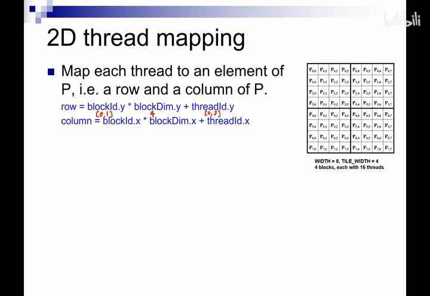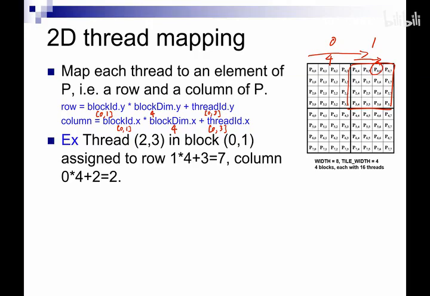And then for the column, you're going to take which block you're in, so your block ID.x. So you're either in block 0 or block 1 in the x direction, so this is also between 0 and 1. You multiply by the size of the x direction, which is 4 here, and then you add your thread ID.x. Suppose you're here, then your thread ID.x is going to be 2. So this is a number between 0 and 3.